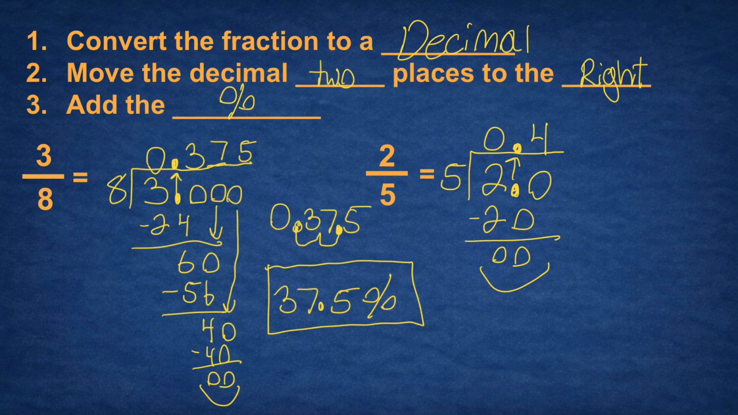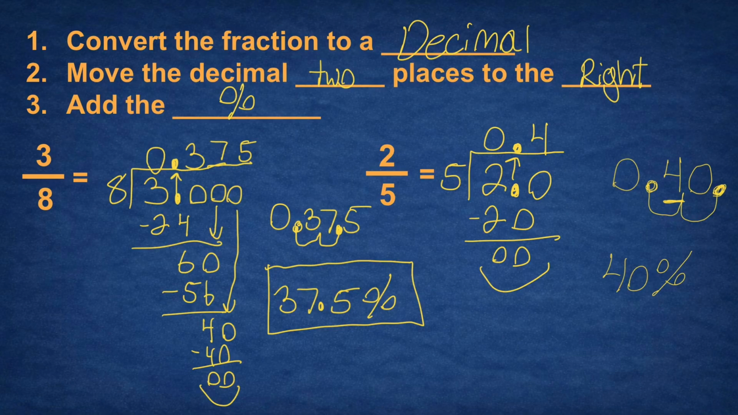Our next step, step number 2, we're going to move the decimal 2 places to the right. So if I come over here and I write 0.4, I see that I do not have 2 place values, I only have 1. So in that case, I'm going to add a 0 just to give me a placeholder. And we're going to bring that decimal 2 places over to the right. 1, 2. And our final step is we're just going to rewrite that number and add a percent sign.